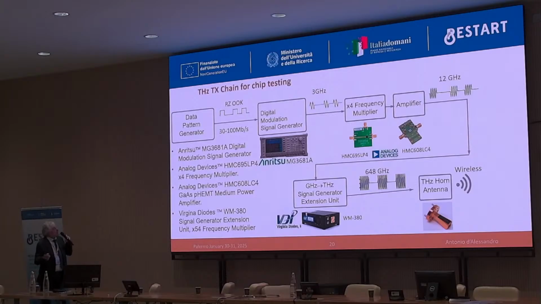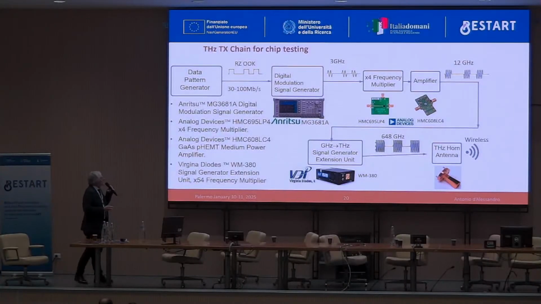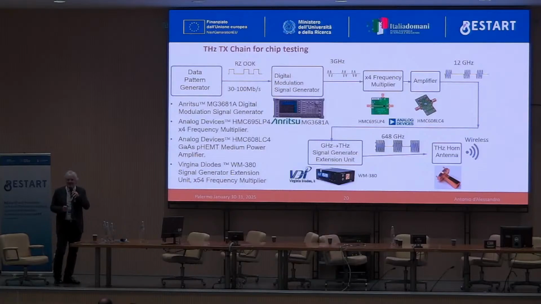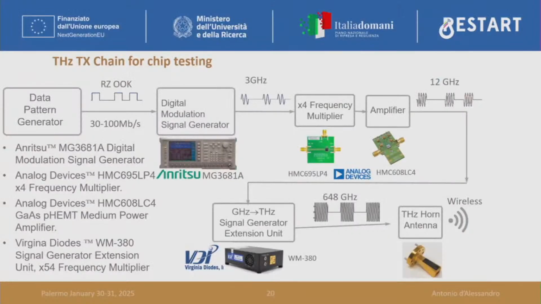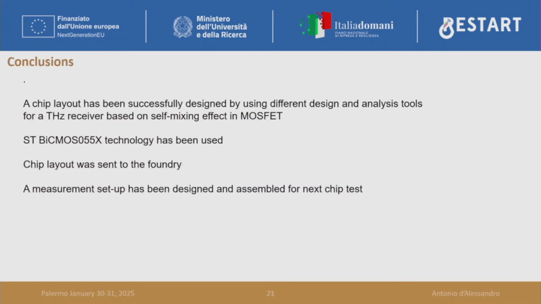Okay, and I'd like to also show how we spent the money of the project in preparing the setup for testing the chip, which has been sent to the foundry, so they are now doing all the checking. In the meantime, we are developing the transmitter chain for the test chip testing by using these multipliers from Virginia Diodes and analog devices that were purchased with our funding.